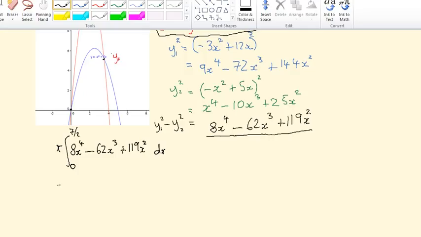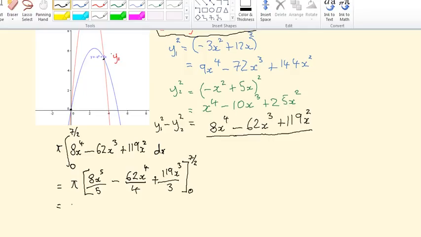Performing this integration, we end up with pi times 8x to the 5 over 5 minus 62x to the 4 over 4, obviously you can simplify that down if you want to, plus 119x cubed all over 3, between our two limits 7 over 2 and 0.